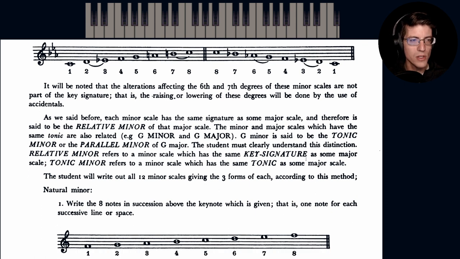The minor and major scales, which have the same tonic, are also related. G minor and G major. G minor is said to be the tonic minor, or the parallel minor of G major.